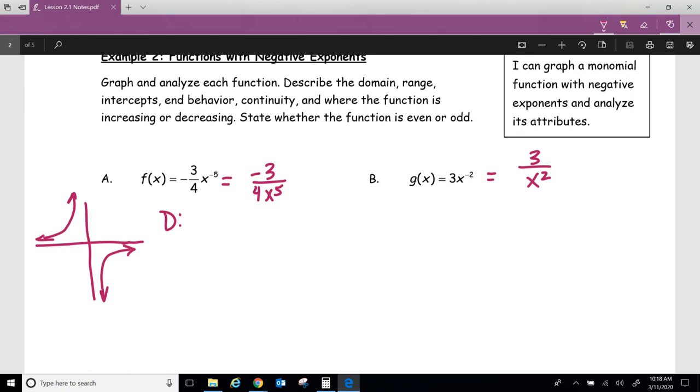For this domain, what's the one thing that x cannot be? X cannot be 0 because we have an asymptote there. So we're going to go from negative infinity to 0, and then from 0 to infinity. We also have a horizontal asymptote at y equals 0, so our range is also going to be negative infinity to 0 and 0 to infinity. All right, what about x and y intercepts? Are we going to have them for these monomial powered functions that are rationals? No, because of those asymptotes, we're going to have no x or y intercepts.